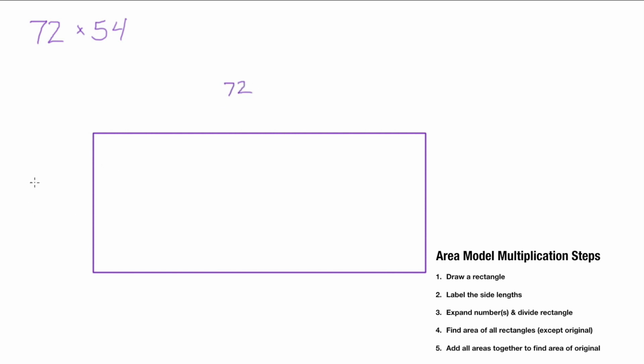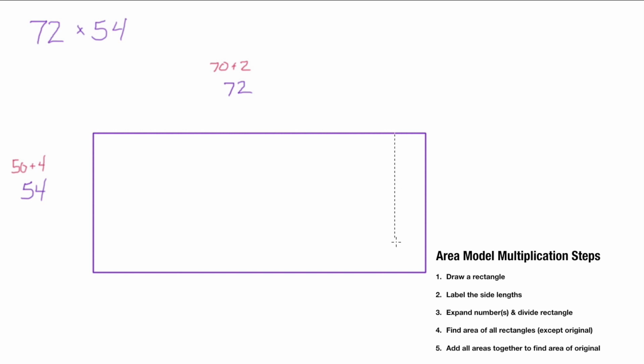Since 72 is larger than 54, I'm going to label this longer side 72 units and this shorter side 54. I'm going to decompose both 72 and 54 into tens and ones. Another way to think of 72 is as 70 plus 2, and another way to think of 54 is as 50 plus 4. So now I'm going to divide our original rectangle and make it into two smaller rectangles.